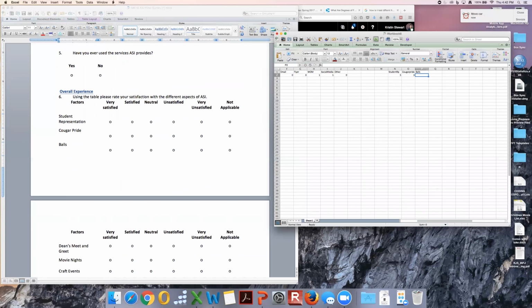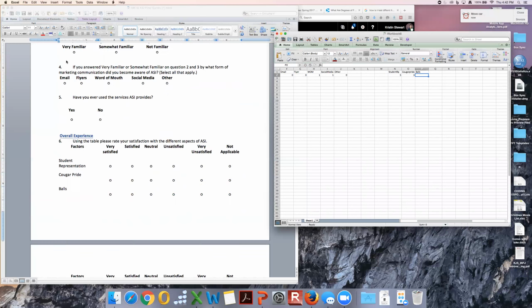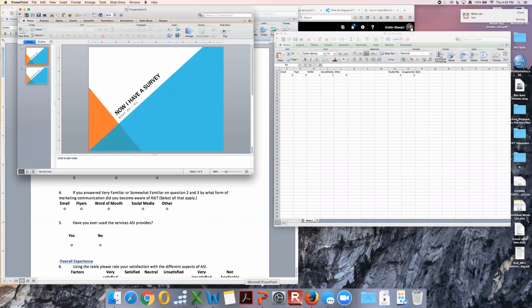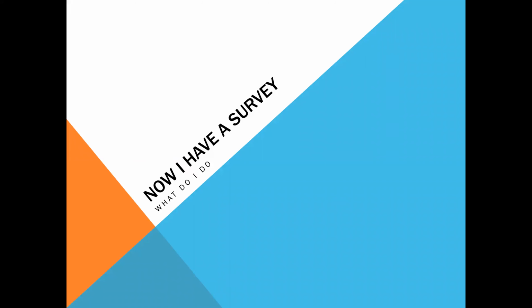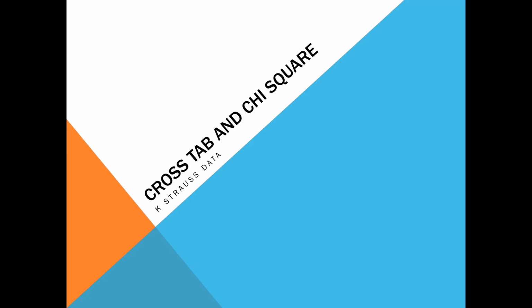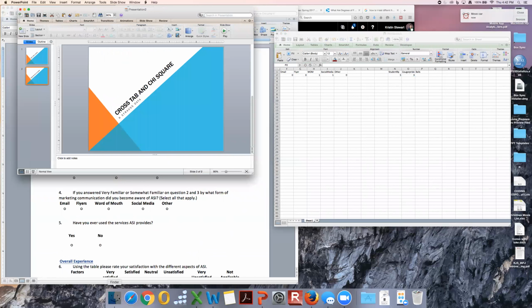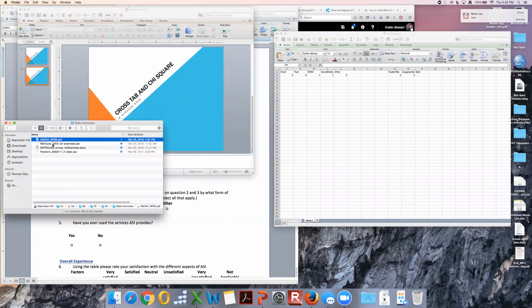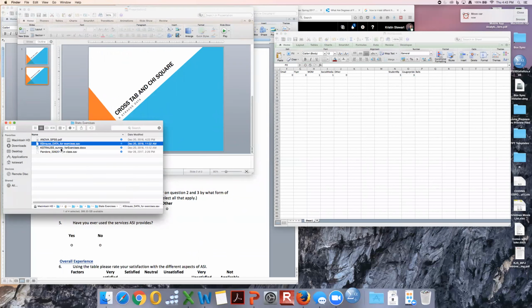Okay, so that's all I'm going to talk about with regards to what's next. The other question we had today was, boom, crosstabs and chi-square using the Karl-Strauss data. So I've got the Karl-Strauss data here.